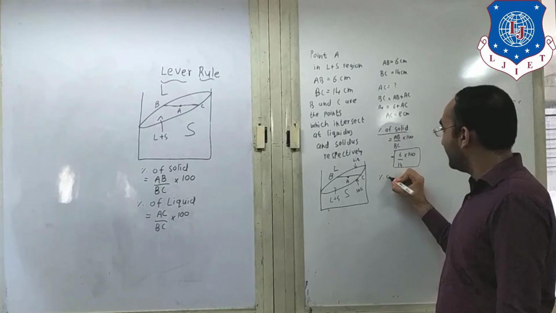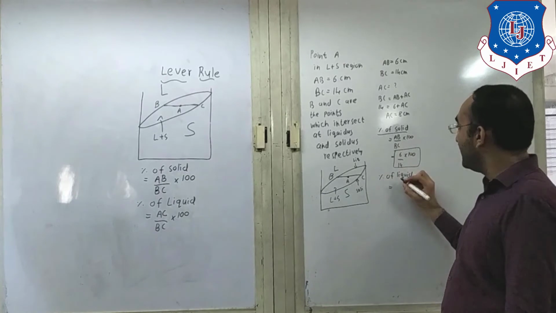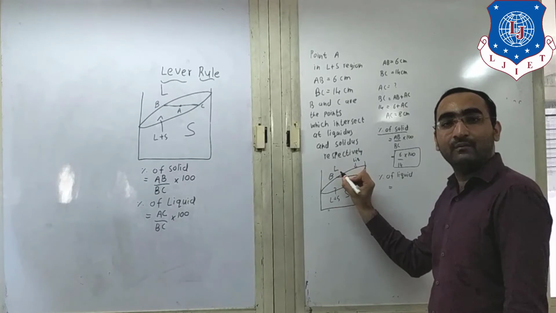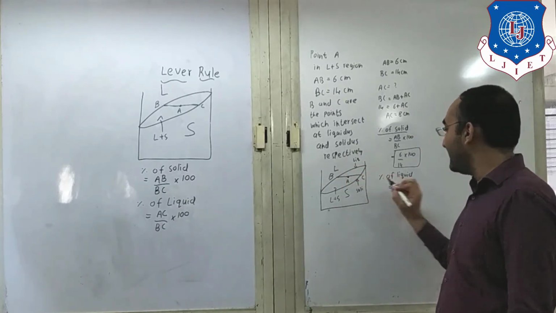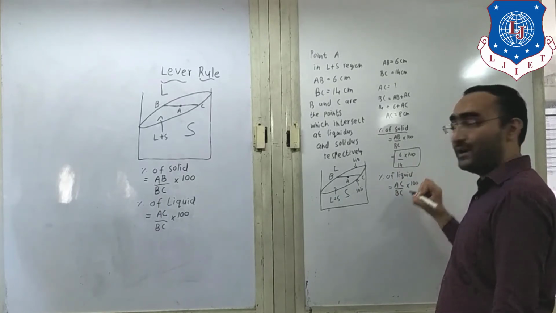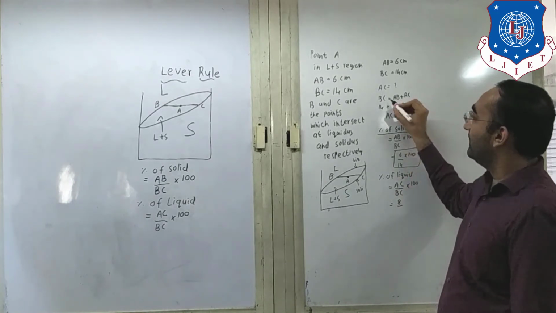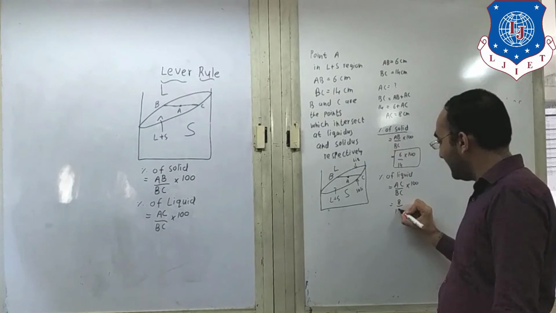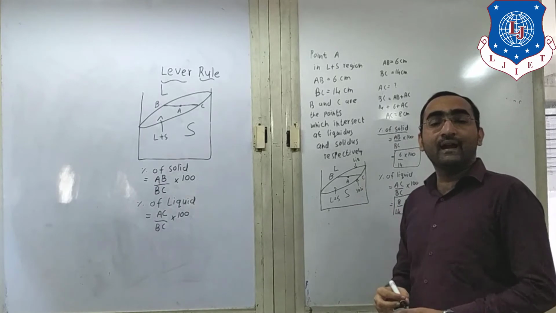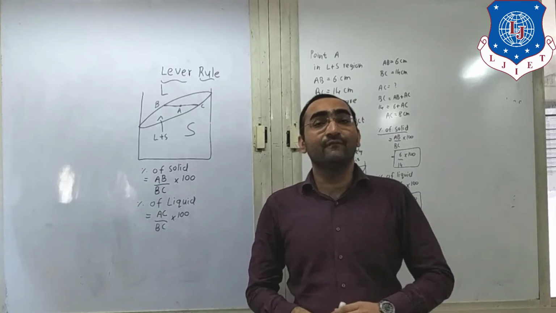In the same way, if we want to find the percentage of liquid, it is nearer to B. So we don't take point B. We will go for the opposite part, that means AC. So AC divided by the whole part BC multiplied by 100. AC is 8 centimeter divided by BC, which is the total 14 centimeter, multiplied by 100. By calculating this, we find the percentage of solid and percentage of liquid with the help of this lever rule.